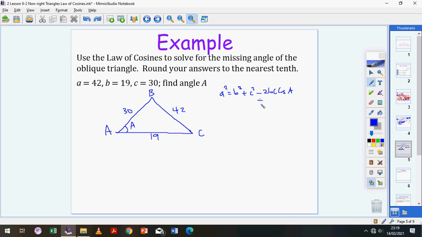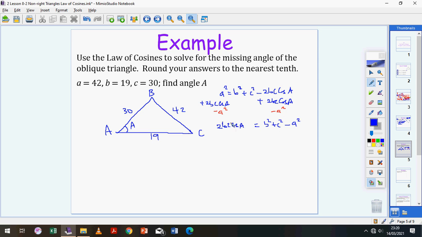So I'm going to add 2bc cosine a to both sides. And then I'm going to take away a squared on both sides. I'm just doing all of this in one step. So if I do that, then on the left hand side I'll be left with 2bc cosine a is equal to, on the right hand side, b squared plus c squared minus a squared.